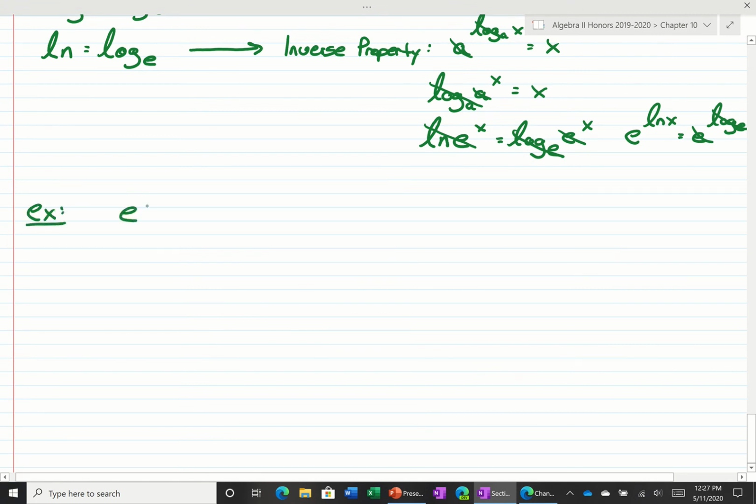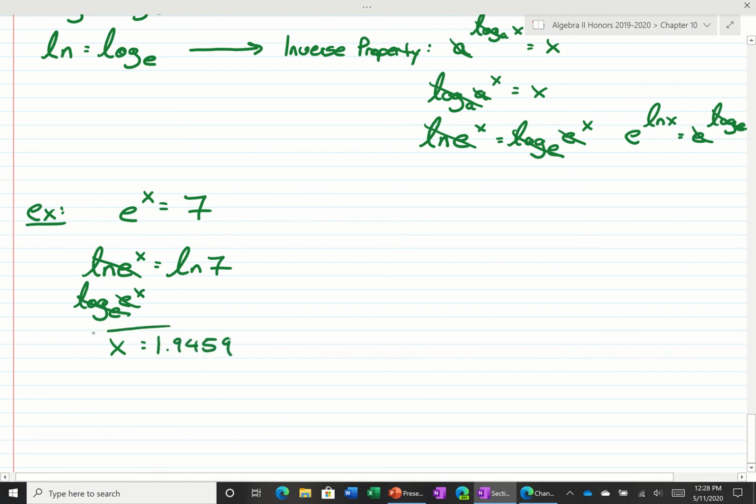So what would you do if I asked you e to what power is equal to 7? Well, the smartest thing to do would be to take the ln of both sides. You don't have to use a power property with this. You could just cancel this out because this is really just log base e of e to the x. So these just cancel. You don't even have to show that step. You could just say x is equal to the natural log of 7, which is 1.9459. All right.